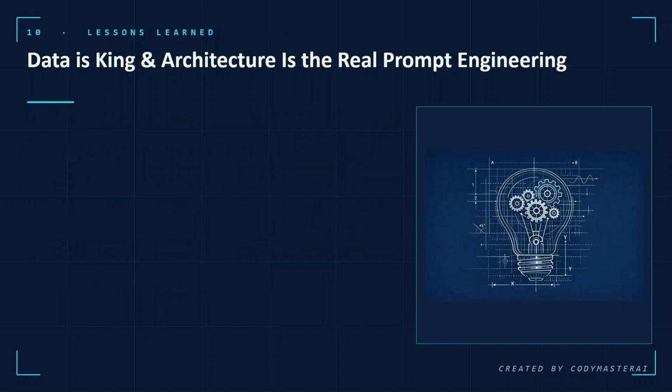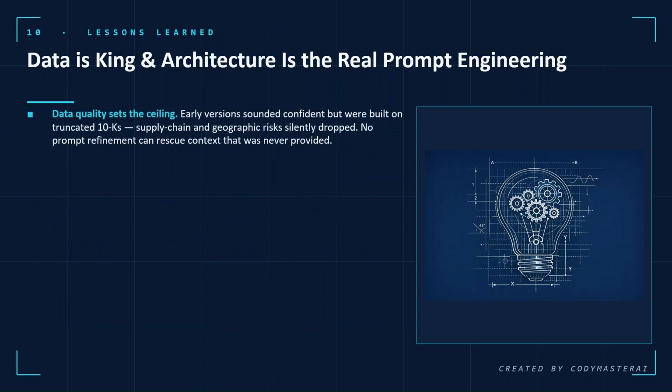So what are my learnings building this? First, data quality sets the ceiling. The most common failure in early versions wasn't hallucination in the usual sense. It was the model working confidently from an incomplete picture. No amount of prompt refinement compensates for context that was never provided. I had to fix the data first.